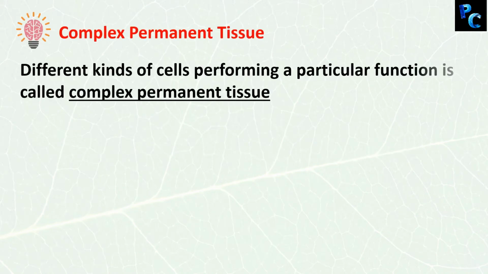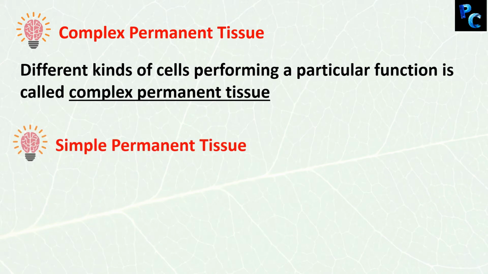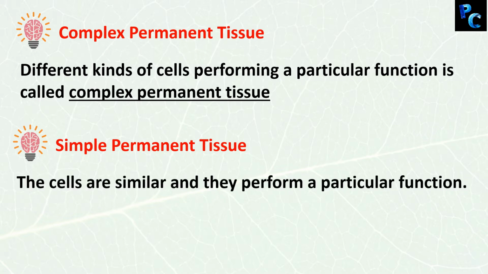Different kinds of cells performing a particular function is called complex permanent tissue, and they are different from simple permanent tissue. Do you remember why? Because in simple permanent tissue, similar types of cells perform a particular function, and that's why they are called simple, because they have only one type of cell performing a particular function, while in complex permanent tissue, different kinds of cells perform a particular function.